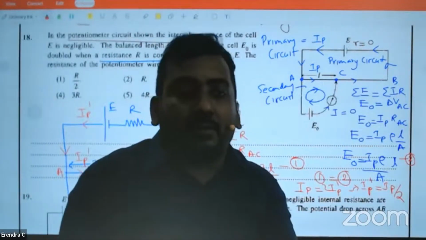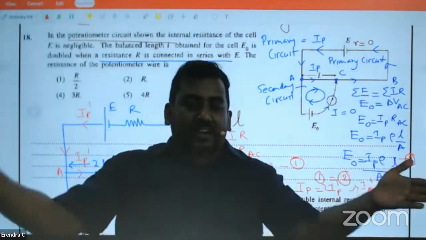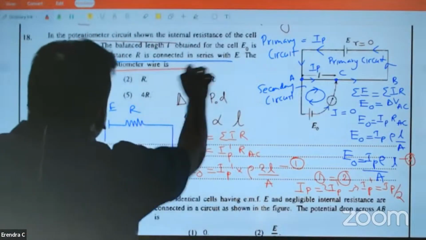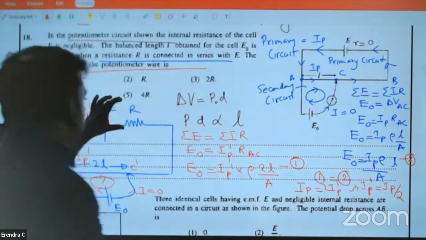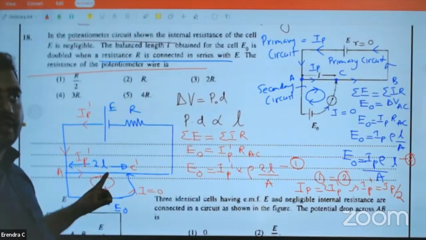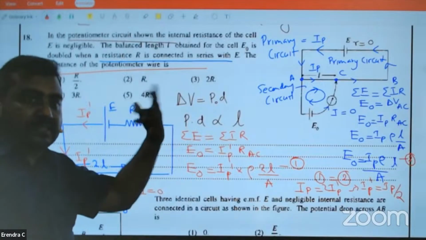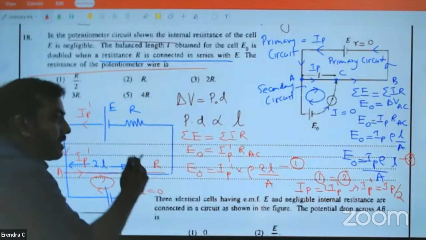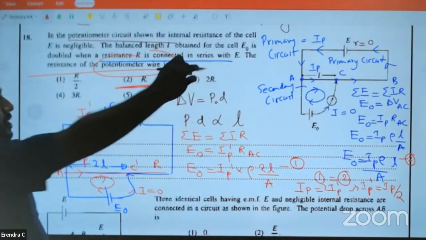How can the current become half? Because the resistance has doubled. When the resistance doubles, the current becomes half. They are asking what is the resistance of the potentiometer. Think carefully. When I put a resistance R here, the current has become half, because the resistance has doubled. Initially the resistance here was R, and R plus R means 2R, double. So the resistance of the potentiometer is R.